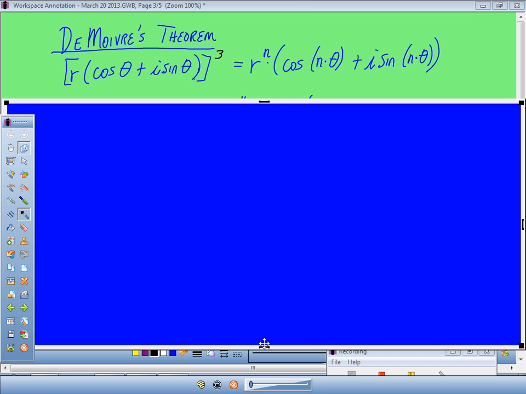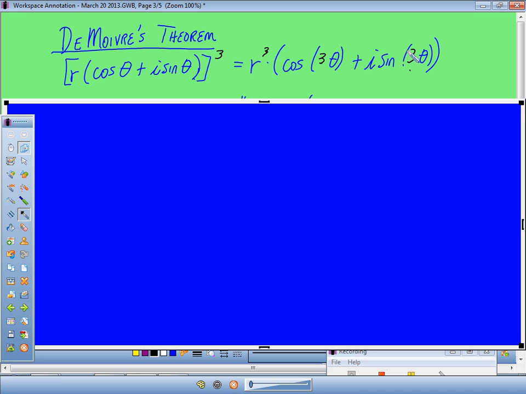If you think about writing out 3 expressions times themselves, what do we do with the r's when we multiply things in polar form? We multiply the r's. So you would have r times r times r, or you would end up with r cubed. We also learned when you multiply numbers in polar form, you add the angles. So in this case, you would have a theta plus another theta, which would in reality give you 3 thetas. So if I was doing this cubed, that would be my solution.